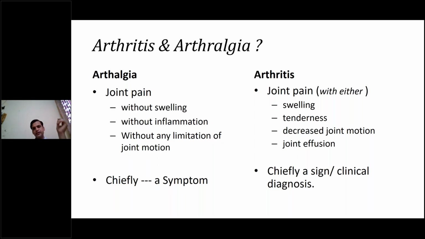While arthritis is a clinical entity, means you make a diagnosis of that thing, and it is usually associated with swelling, tenderness, or some decrease in range of motion, or joint effusion, or means these all four may be present or may not be present, means either one or two may be present. But arthralgia is just a general pain, while arthritis is a clinical entity which you make a diagnosis of.